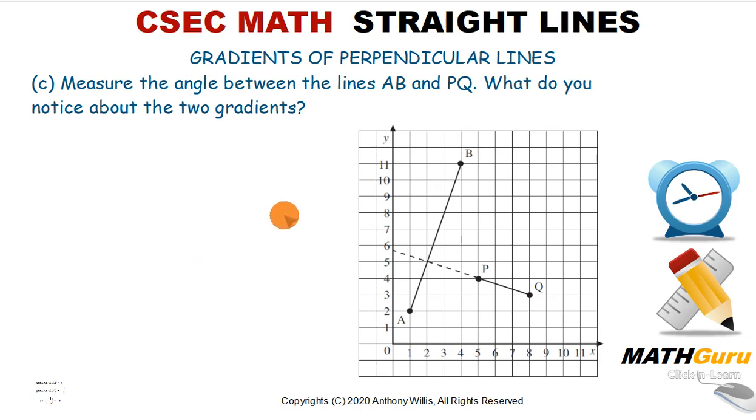Continuing from where we left off, we're looking at part C of the same problem. Measure the angle between the lines AB and PQ. Here you have the line AB and the line PQ. What do you notice about the two gradients?